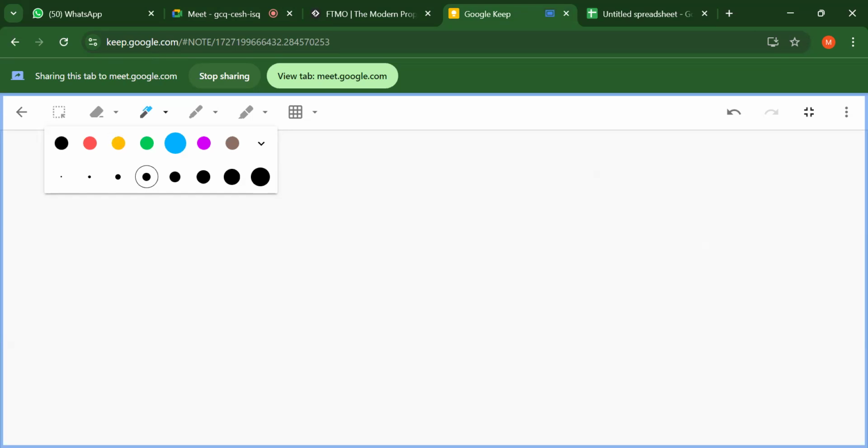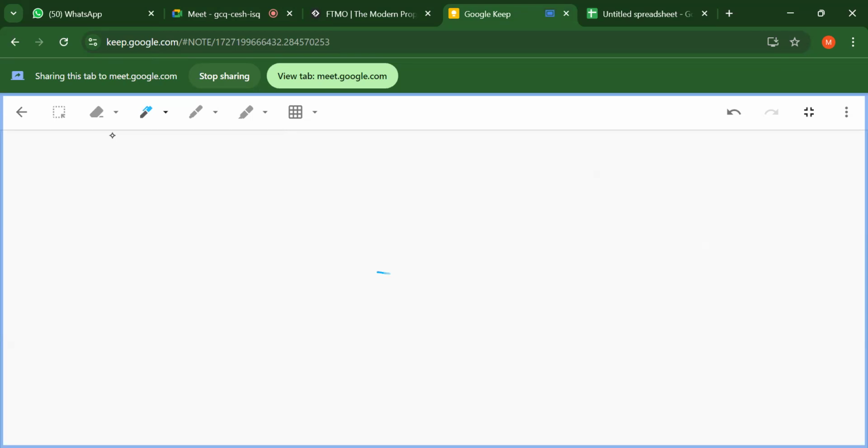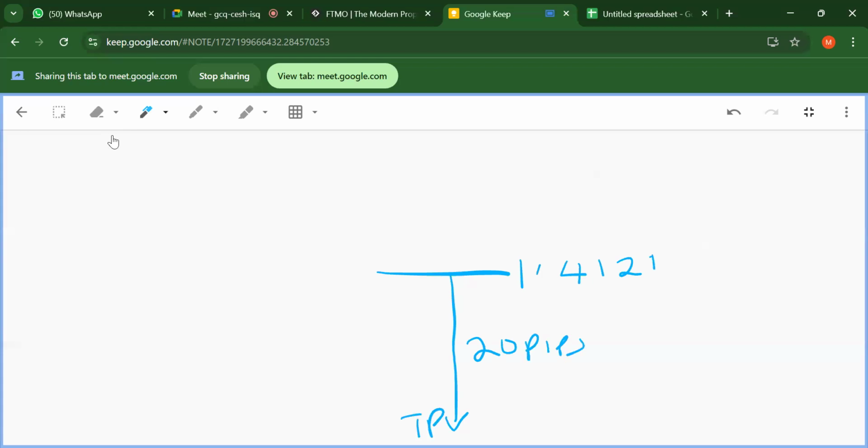So you entered at this point. You entered a sell, or you entered the market expecting it to go down, at 1.4121. Okay? And you're expecting that market to go down by 20 pips. You're expecting to make a profit of 20 pips. But in case this market goes against you, you are willing to lose 10 pips.